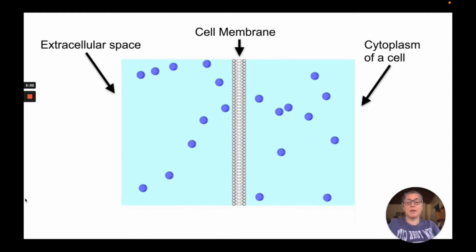Now, let's not forget that extracellular space is not just next to one cell. It's going to be next to many, many cells, and so this diffusion of molecules is going to be happening with many cells, not just the one that's pictured here. But for the molecules to get into the cell, we're talking nutrients and other molecules that the cell needs in order to survive, we need a mode of movement. And this mode is diffusion.